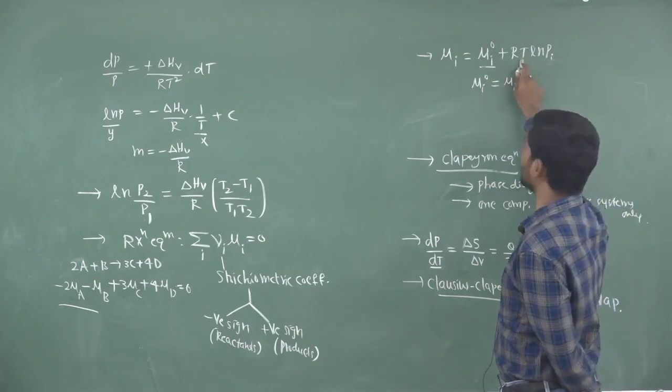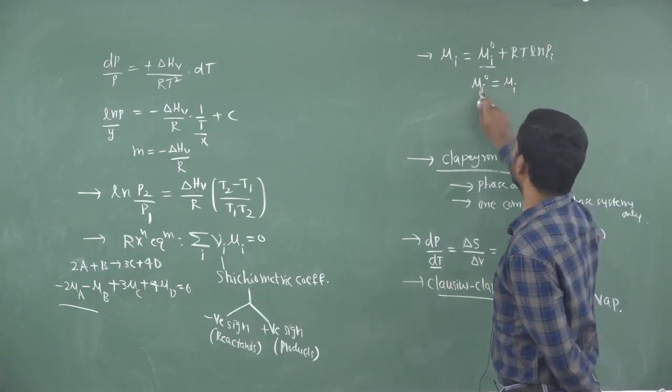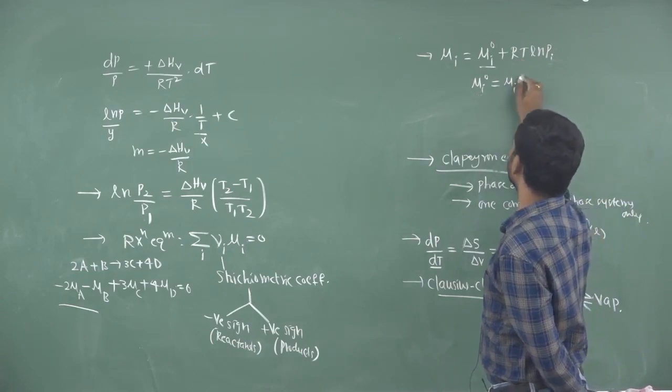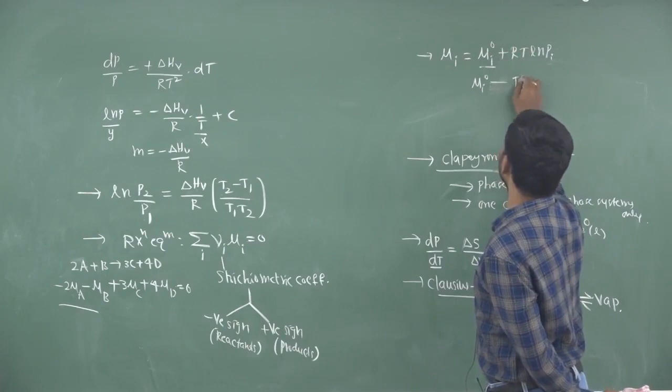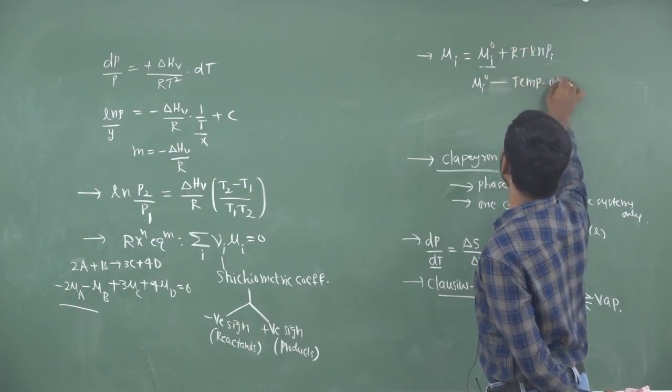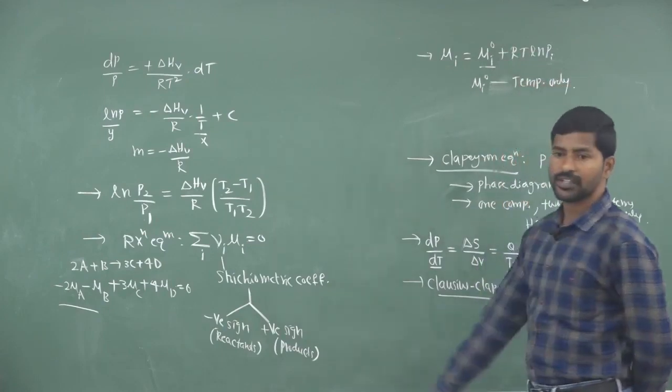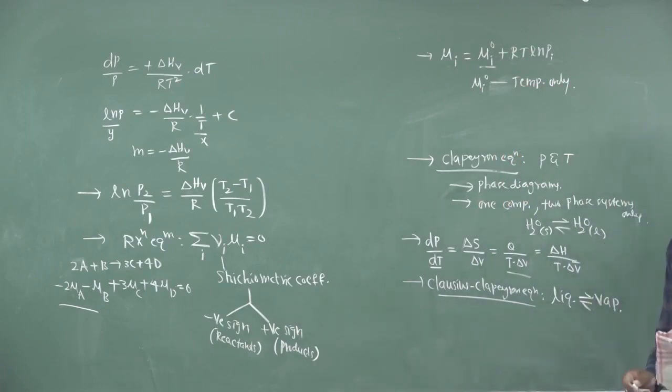Okay, what about temperature? At any temperature, the standard state chemical potential is a function of temperature only. It depends on temperature only. Previously this question was given: the standard state chemical potential depends only on temperature. We are fixing pressure at what?